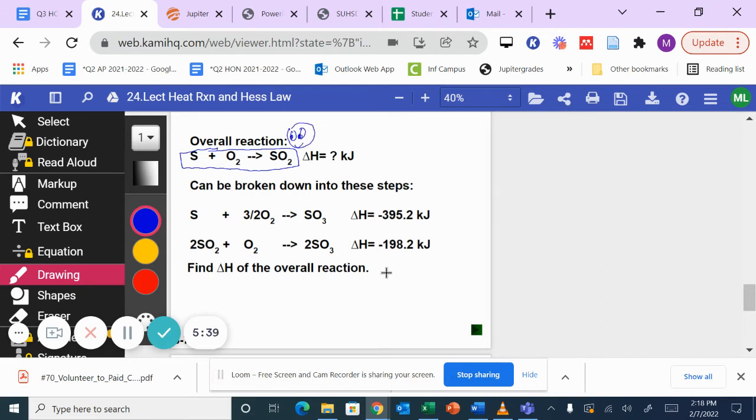That's me looking at it. Keep your eyes on that. Look at the first equation. The S is on the left side. The O2 is on the left side. SO3 is nowhere to be found. So I'm just going to put these on the left side of the equation.